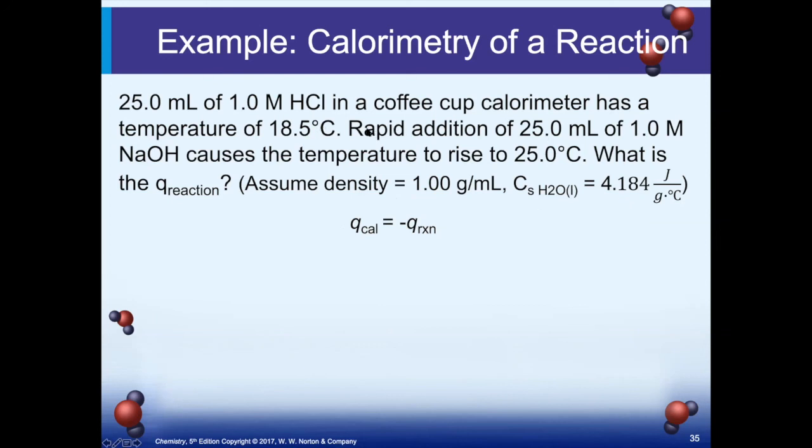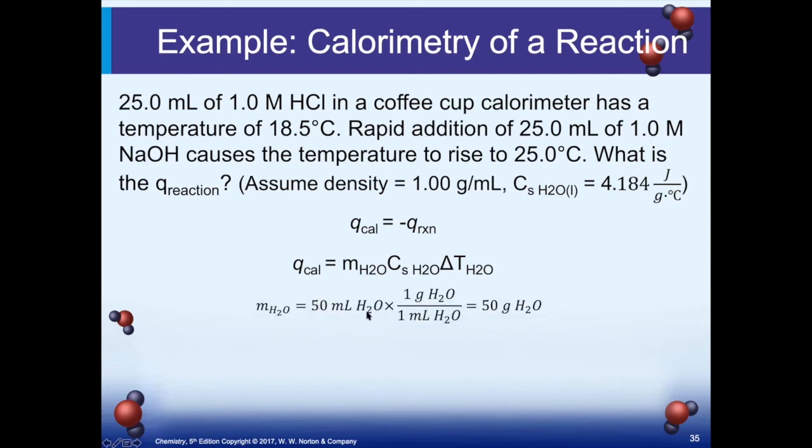It went from 18.5 up to 25. Okay, so the calorimeter: mass of the water, specific heat of water, delta T of the water. The trickiest part about this calculation is understanding where the mass of the water comes from, the correct mass of water. So remember what I have here. I have 25 mL from one solution, and 25 mL from the other solution. So I have a total of 50 mL of water, which means a total of 50 grams of water, because I've combined the two solutions.